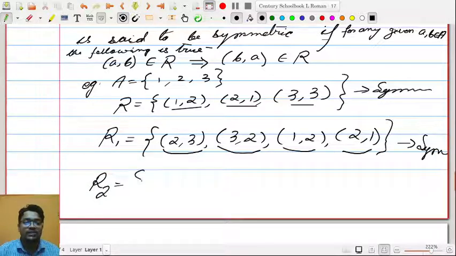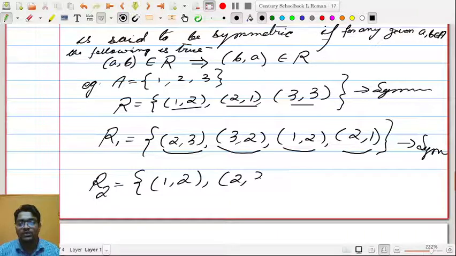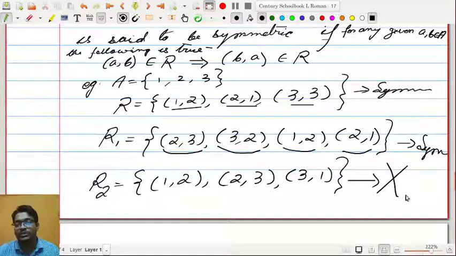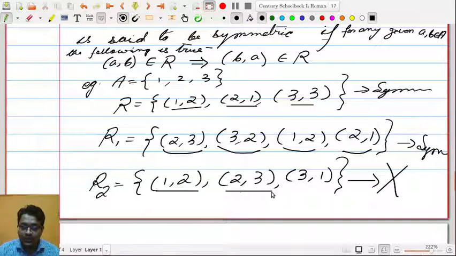If I write something like this here, that R2 is equal to 1 related to 2 and 2 related to 3 and 3 related to 1, this is not symmetric. Why? Because here 1 is related to 2 but 2 is not related to 1. Here 2 is related to 3 but 3 is not related to 2. 3 is related to 1, but 1 is not related to 3. Even if one of them doesn't satisfy, it's not a symmetric relation.